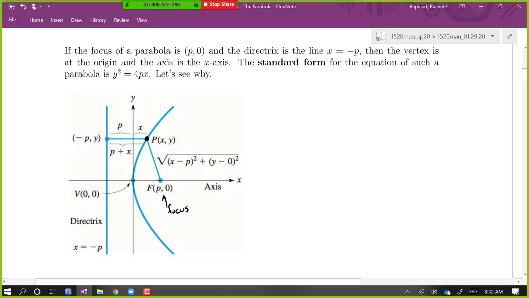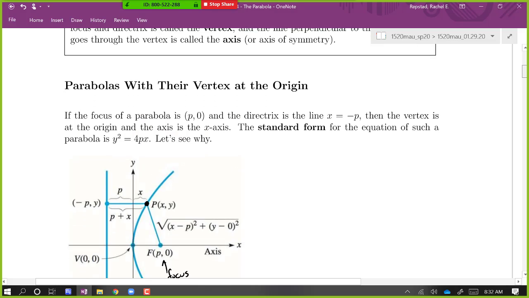So a distance from a point to a point, we already know about that. The distance from a point to a line always means the shortest distance. Because I could draw lots of distances from a point to a line, but it always means the shortest distance, which is a perpendicular distance. And in the case of, if our directrix is vertical, that means it's a horizontal distance. And that's why we simply subtract those x coordinates.